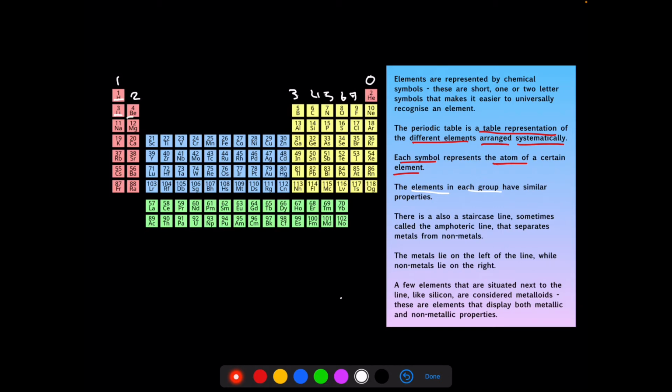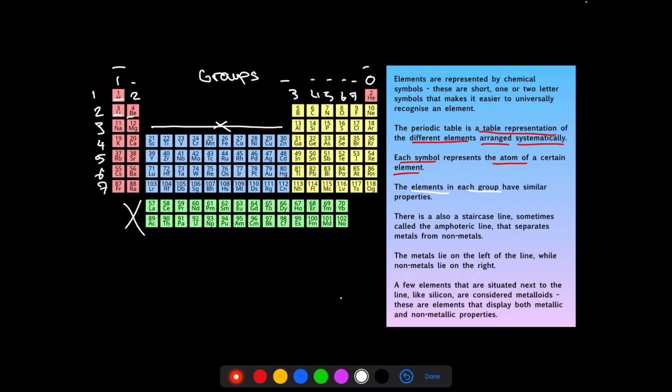Again, in chapter 2 we'll see. We are going to disregard these as groups for now. We're just going to leave this. This is 1, 2, 3, 4, 5, 6, 7, and 0. And we call these groups, right? These are the groups. And then we have the periods, which are the rows. We have, again, 1, 2, 3, 4, 5, 6, and 7.